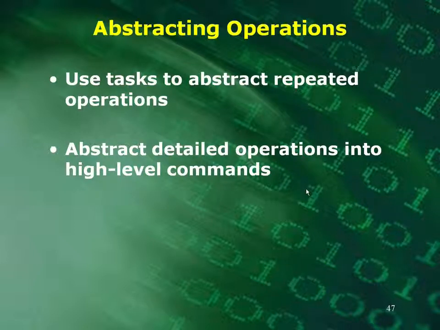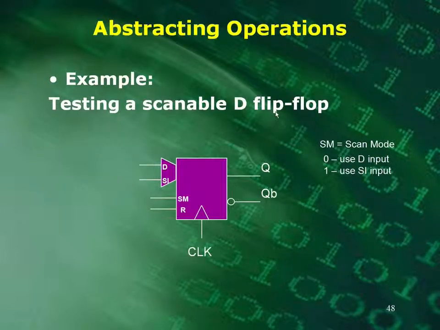So let's take an example of a scannable D flip-flop. This flip-flop basically has two inputs, the regular D input and the scan input, which is the SI signal. The SM is just whether it's in scan mode or not. If it's 0, it's going to use the D input. If it's a 1, it's going to use the scan input. Then this is our clock symbol, and then we have our Q and our Q bar output.